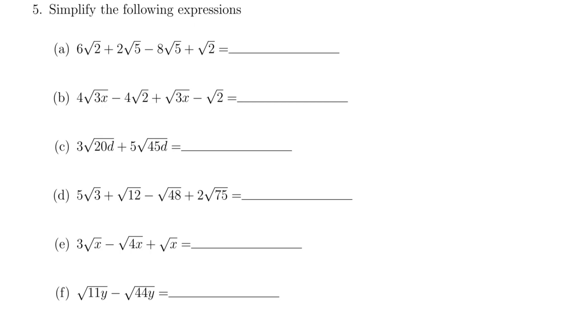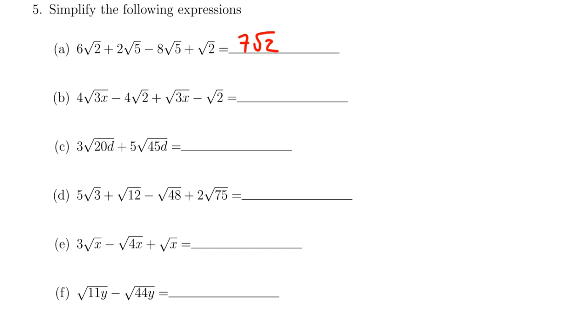So for the first one here, notice I've got 6 root 2 plus 2 root 5 minus 8 root 5 plus root 2. Basically, I don't know what the square root of 2 is. It's an infinite decimal. I don't know what the square root of 5 is. It's an infinite decimal. So what I've got here is it's kind of like I've got 6 of these root 2's, and then over on the back end, I'm going to add another root 2. Well, how many root 2's is it? Well, that's 7 root 2's altogether.